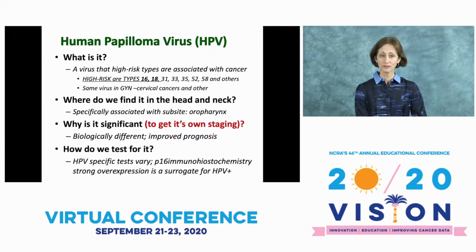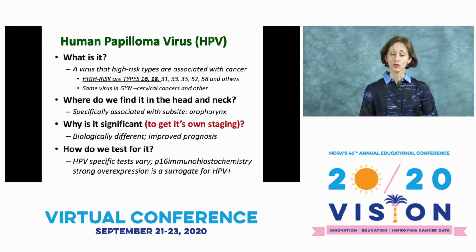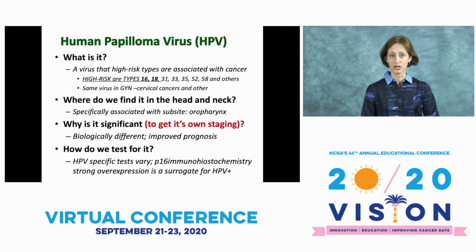And so how do we test for it? You'll see the comment about HPV-specific testing, for which there are a number of different testing possibilities. That can be expensive and not widely available. And so we found that p16, which is an immunohistochemical study, is fairly easy to evaluate. It has strong overexpression, and it works very well as a surrogate. Again, not perfect, but if you test the oropharynx, particularly, and/or these unknown primaries in the right location, it will associate with what we're talking about.